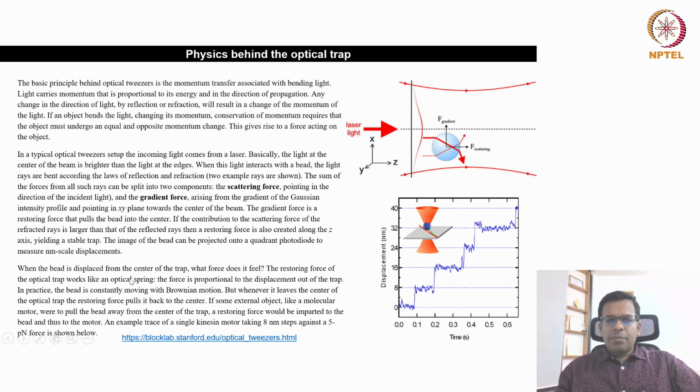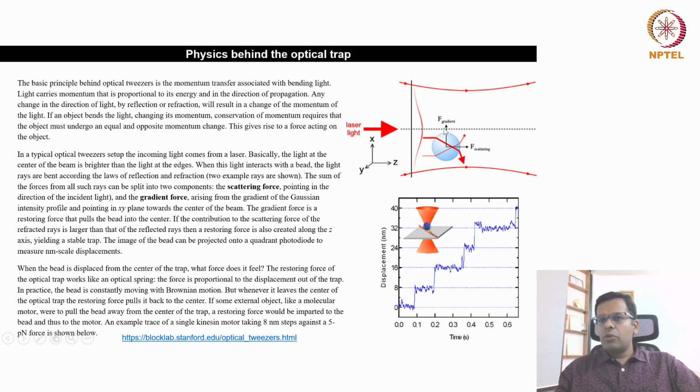So when the bead is displaced from the center of the trap, what force does it feel? The restoring force of the optical trap works like an optical spring. The force is proportional to the displacement out of the trap, and in practice, the bead is constantly moving with Brownian motion, but whenever it leaves the center of the optical trap, the restoring force pulls it back to the center. So what it says is that this bead generally shows Brownian movement when it is perfectly trapped and at the center of the beam.